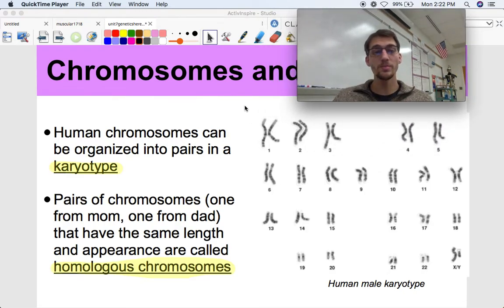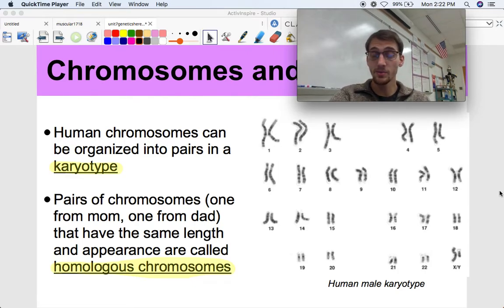So human chromosomes can be organized into pairs in a karyotype. So this is a picture of a karyotype. As you can see, these strand-looking things that have little stripes on them, and those stripes are genes, by the way. Each one of these is a pair of what we call homologous chromosomes. And as you can see, we've got 1, 2, 3, 4, 5, and we count all the way down here 22, and then XY makes it 23.